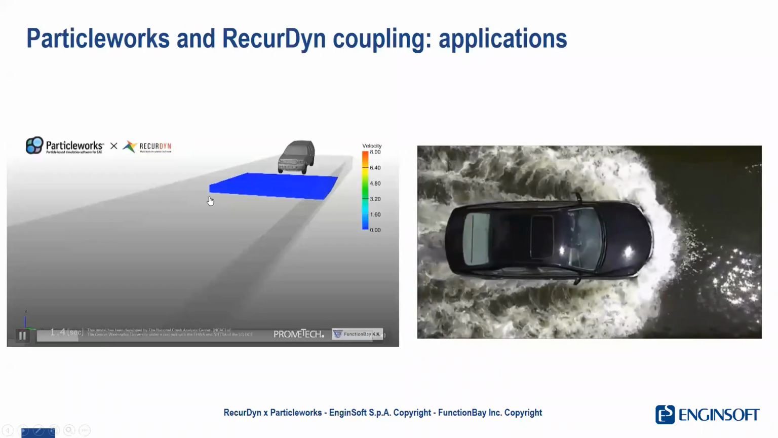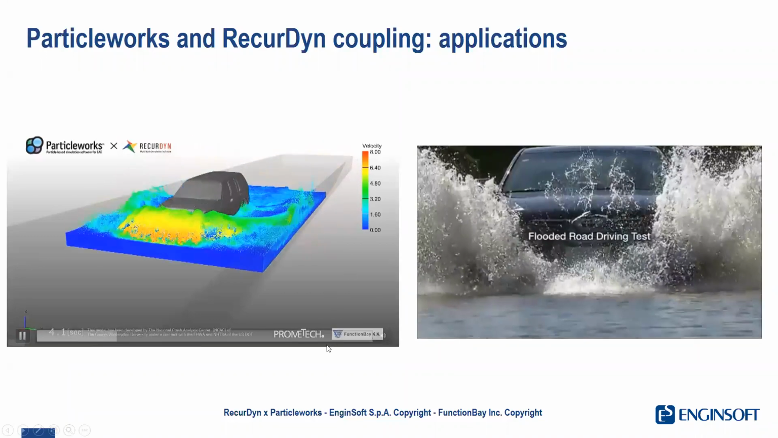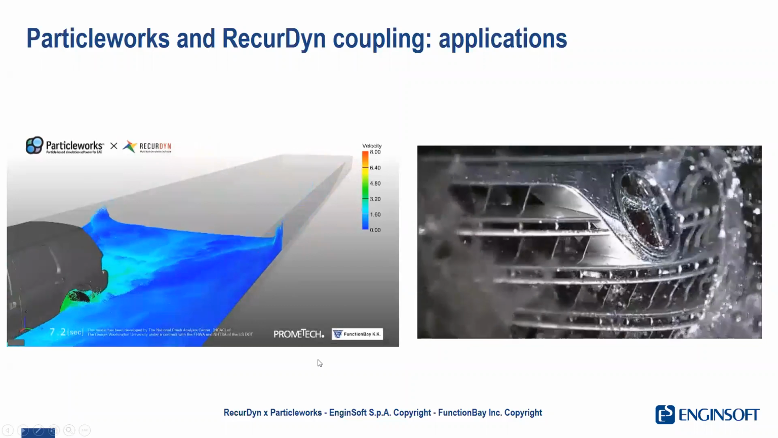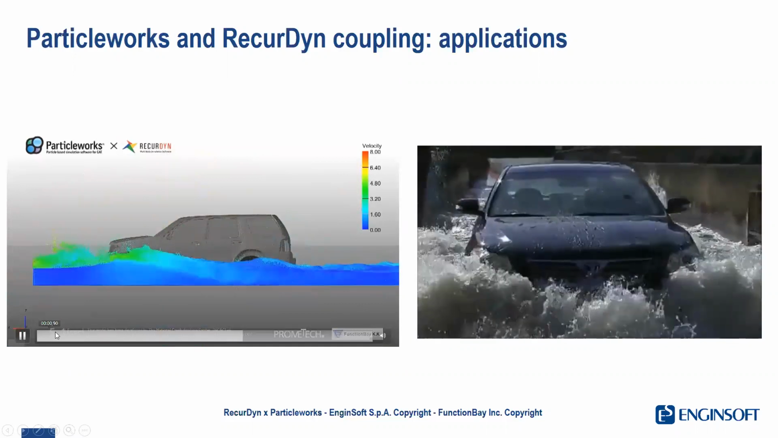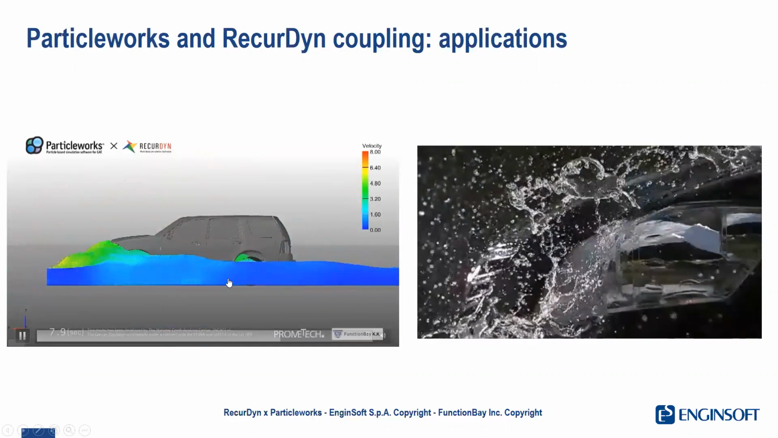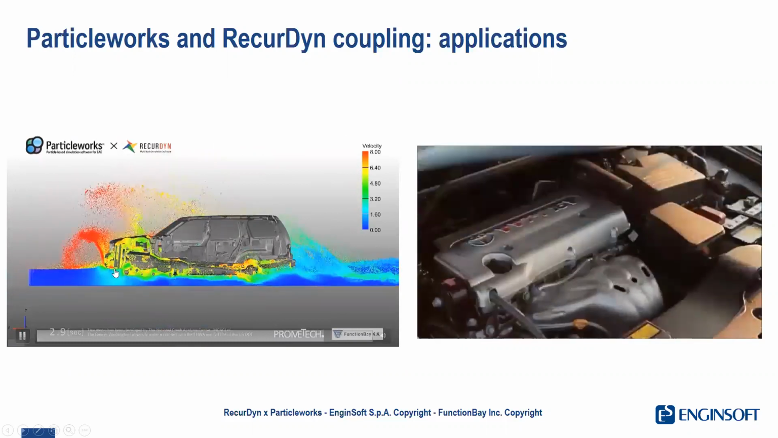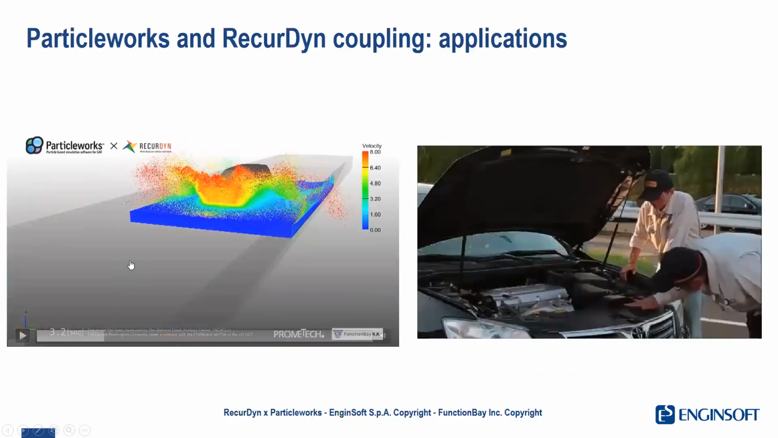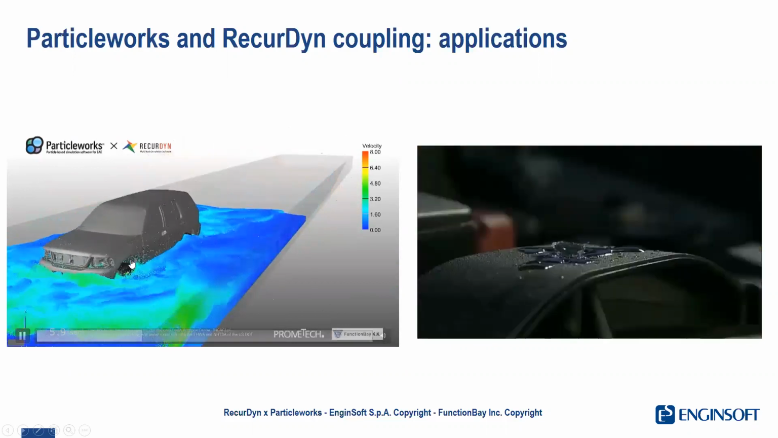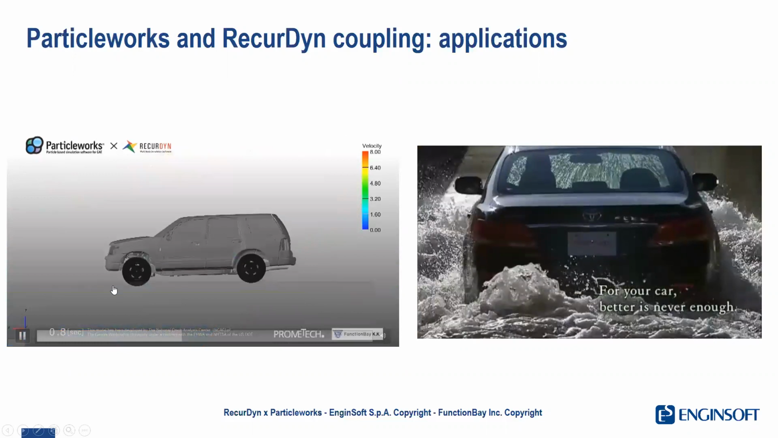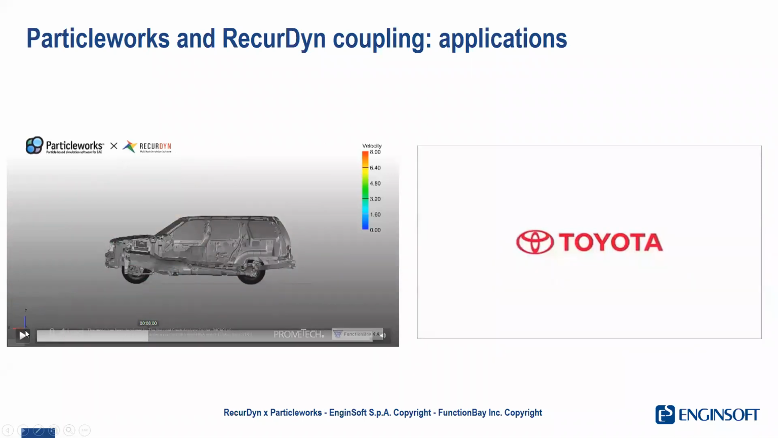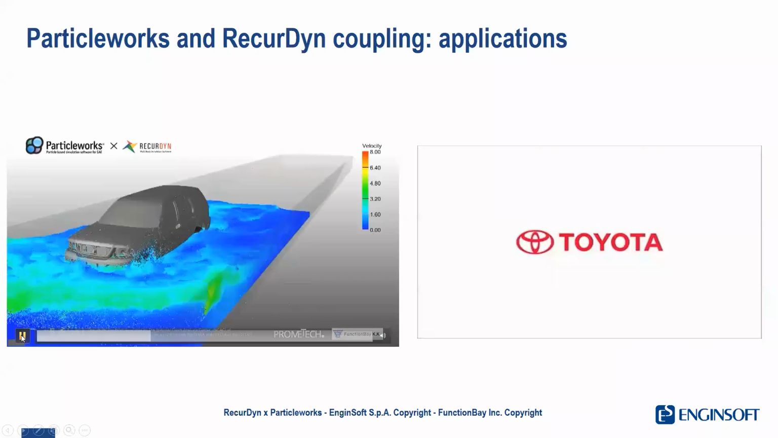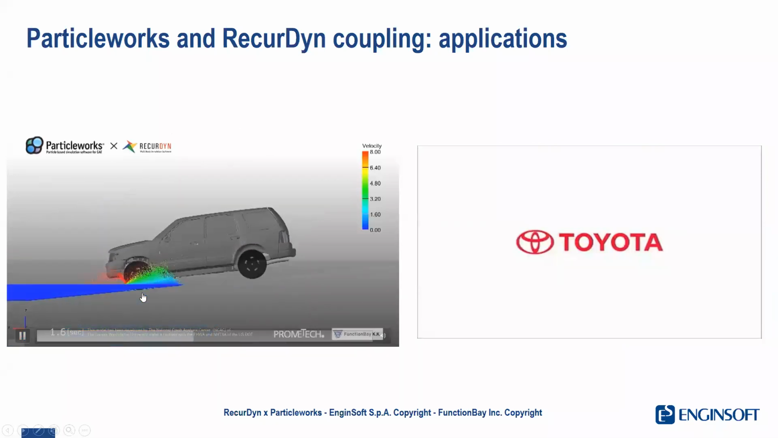So in here we have a couple of examples of the coupling where we use only the multibody dynamics feature, not the full flex. You can see here the body of the car is modeled with RecurDyn, while the fluid is modeled with Particleworks. And you can see that there is a clear transfer of forces between the fluid and the solid, lifting the vehicle as it approaches the fluid. You can see here all the joints of the car and the contacts are modeled. So we have a better representation of what the wading would look like.